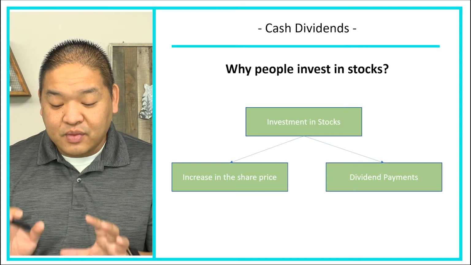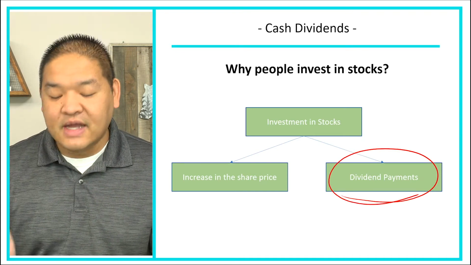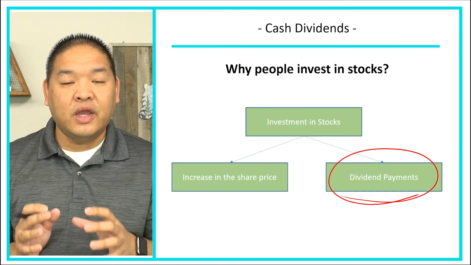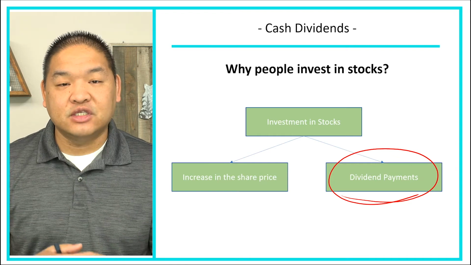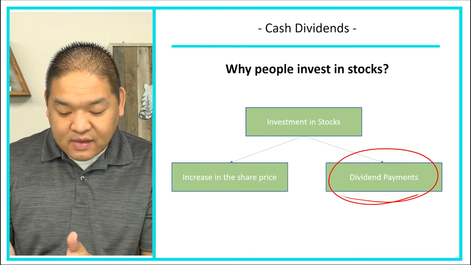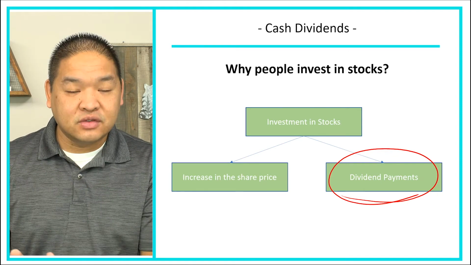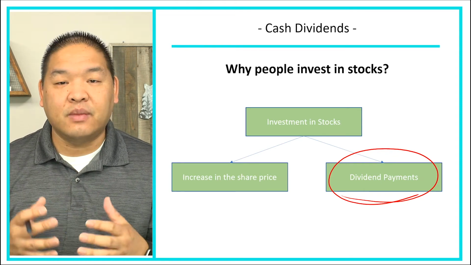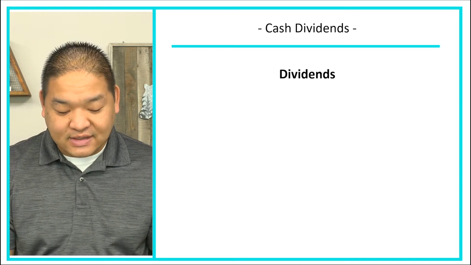So this is why people invest in stocks. And our concern here is this one right here, dividend payments. We are looking for why and how dividends occur, because those people that invest in stock want those dividends, and we're going to have to report them in our books properly. So that's what we're going to be looking at in this lesson specifically.